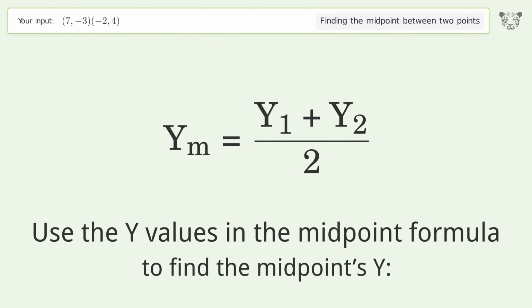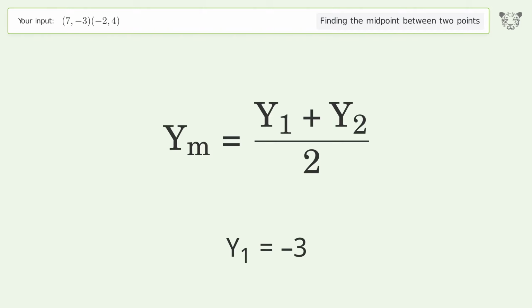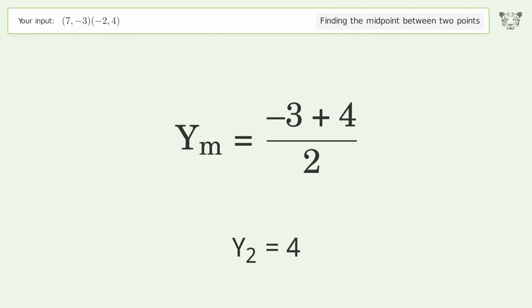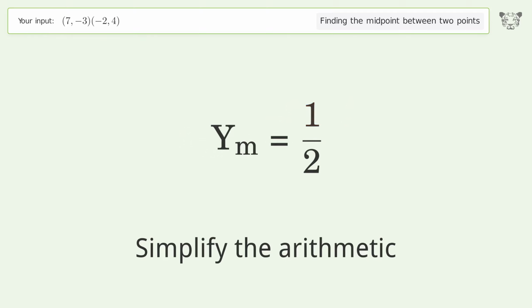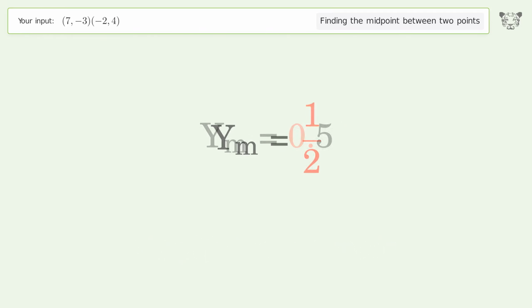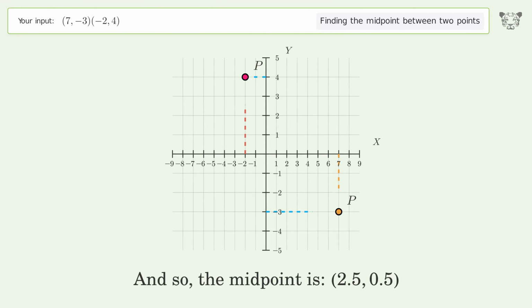Use the y values in the midpoint formula to find the midpoint's y. y1 equals -3. y2 equals 4. Simplify the arithmetic. And so, the midpoint is 2.5, 0.5.